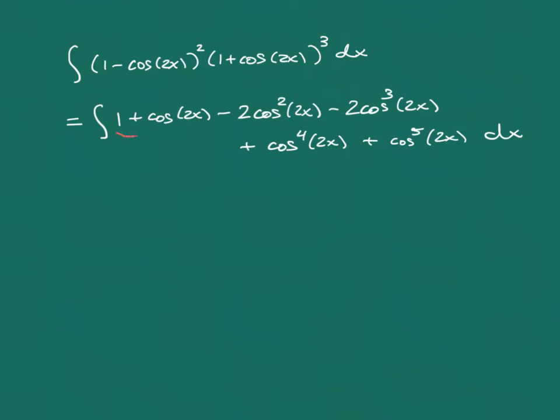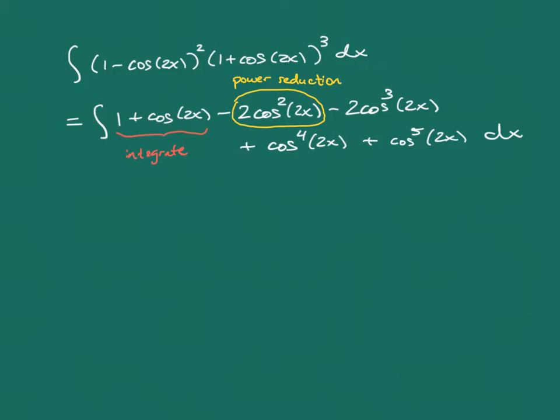If we look at just the first couple of terms, with our 1 plus cosine of 2x, we can just integrate that without a problem. That one is no big deal. For our cosine squared term, we can use our usual power reduction formula, and that will simplify that problem. We end up with something involving a cosine of 4x to the first power, and we can integrate from there.